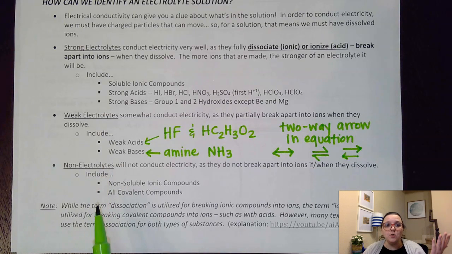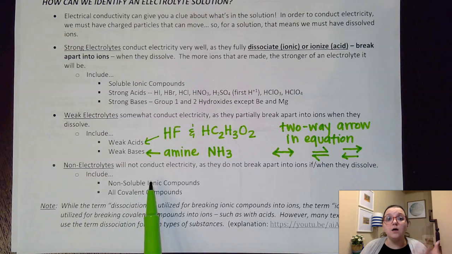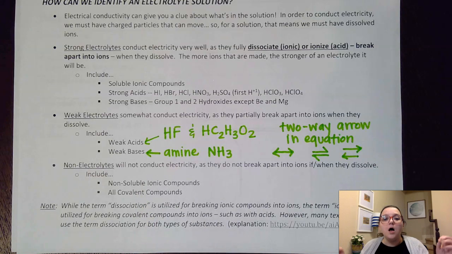Non-electrolytes are things that don't make ions in solution. Obviously, if I have an ionic compound that doesn't dissolve, that is non-soluble, then I wouldn't have an electrolyte solution. Also, all covalent compounds are non-electrolytes. As we talked about up above, a covalent compound is going to stick together in solution versus creating any kind of ions, and therefore it's not going to conduct electricity.